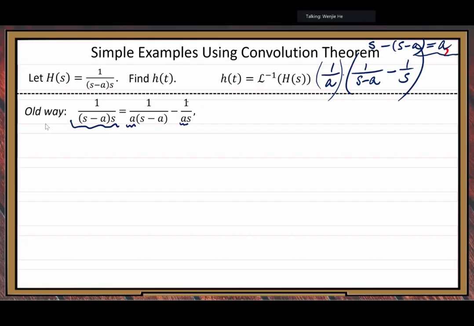So that's a quick way, you do the split. Then we can take the Laplace transform of each term. The constant we factor out, then inside, it's the basic formula, right?